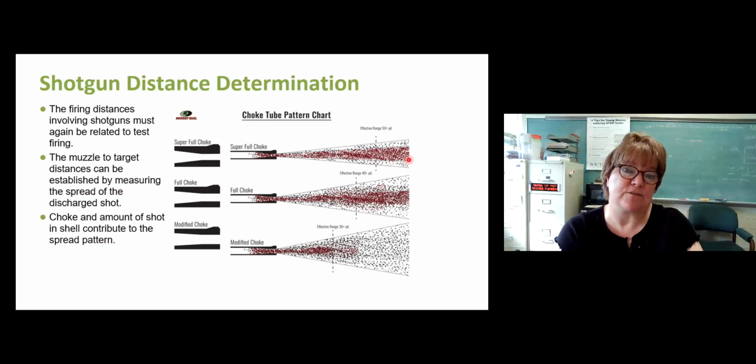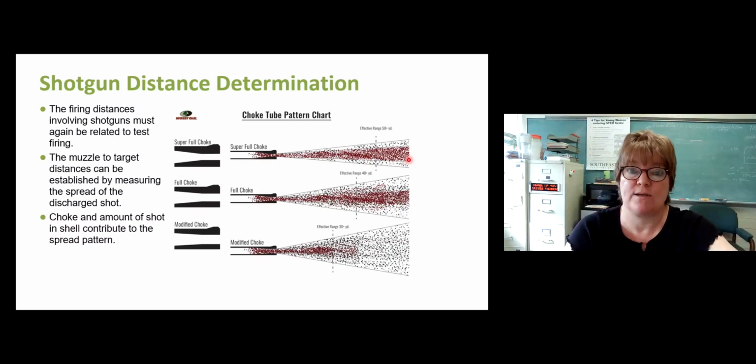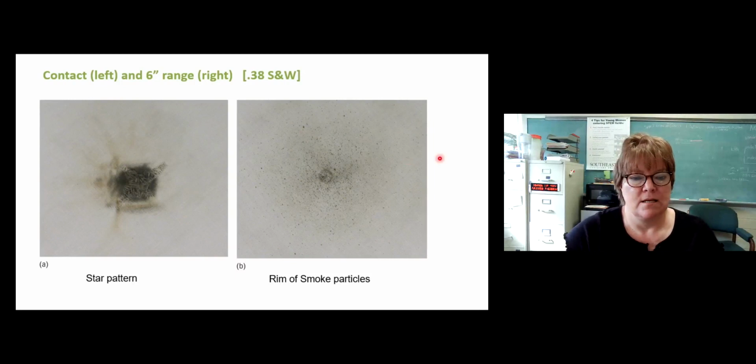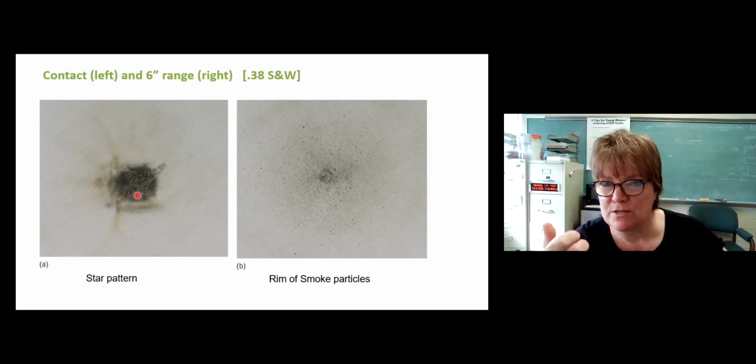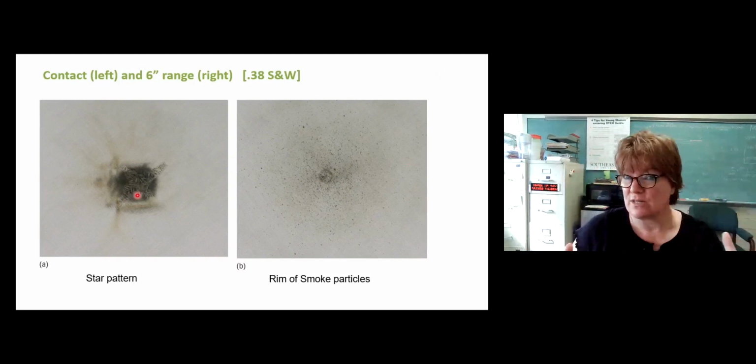And if I know specifically which shotgun it is, and I know about the choke characteristics, and I can do some test firings, then I can have a better sense of that distance. Let's look at some of these specific pictures, because that general picture I showed really wasn't great.